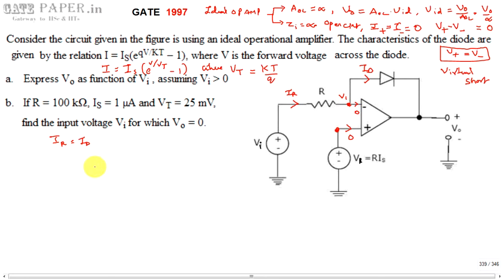IR is the current flowing through the resistor, which can be calculated by knowing the voltage across that resistor divided by the resistance value. The voltage across this resistor is VI minus V1. VI minus V1 divided by R is IR. ID, the current flowing through the diode, is given, so I am writing it as Is times (e power V by Vt minus 1).